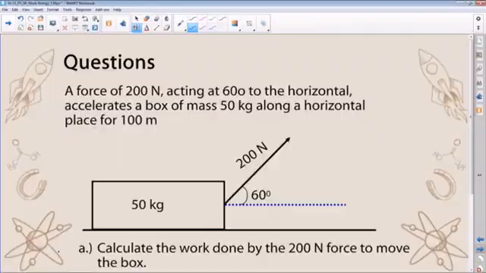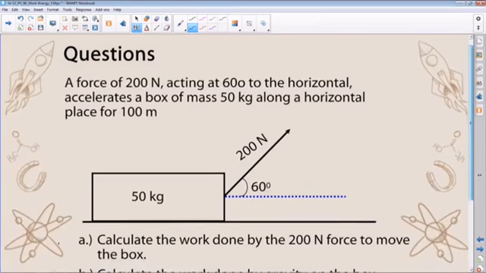Okay, now I've got a nice easy one to start off with, and we're going to do this one bit by bit. We're going to start with the first question, and I'm going to only give you 2 minutes because I don't want you to spend too long on it, and I'm literally only wanting to do number A. It says: a force of 200 newtons acts at 60 degrees to the horizontal, accelerates a box of 50 kilograms, placed on a horizontal plane, for 100 meters. Calculate the work done by the 200 Newton force.